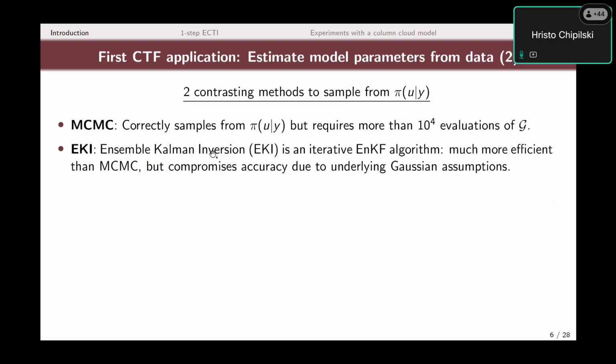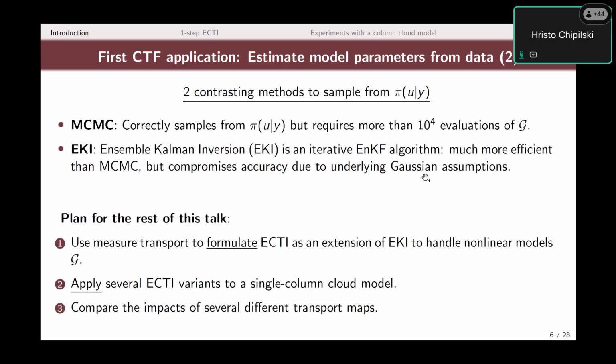Another approach here that resolves this issue of scalability is a type of iterative ensemble Kalman filter that has become known as the ensemble Kalman inversion method. And it really provides gains in computational scalability, but we have to contend with the Gaussian assumptions.